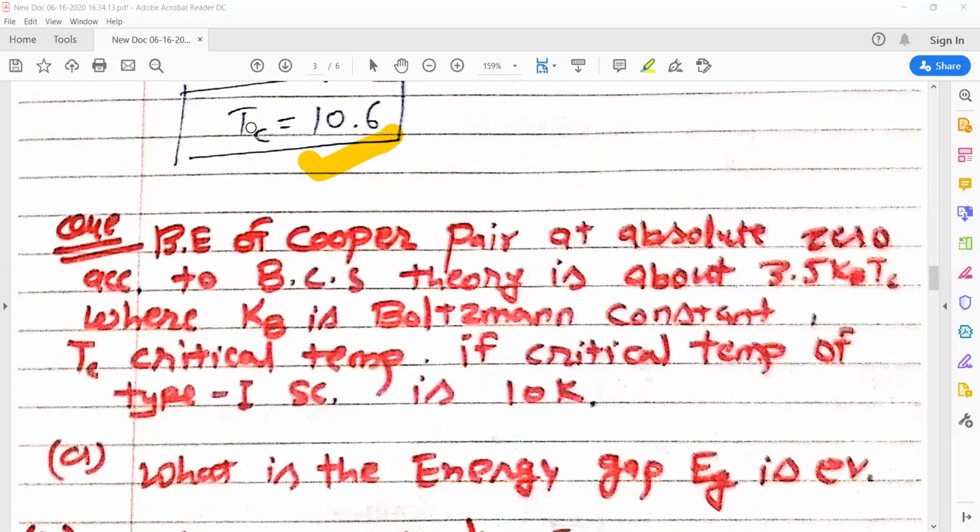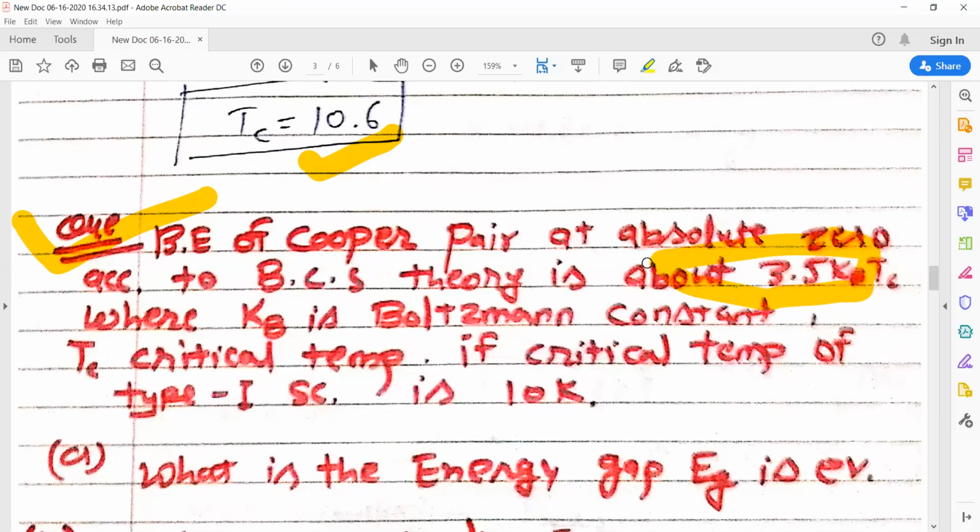Okay, so now we are coming to the next question. What is the next question? This is the next question. Binding energy of a Cooper pair at absolute zero, according to BCS theory, is about 3.5 kBTc.